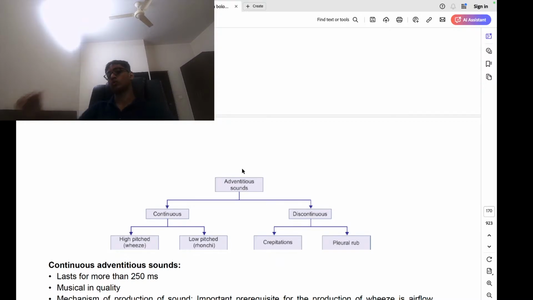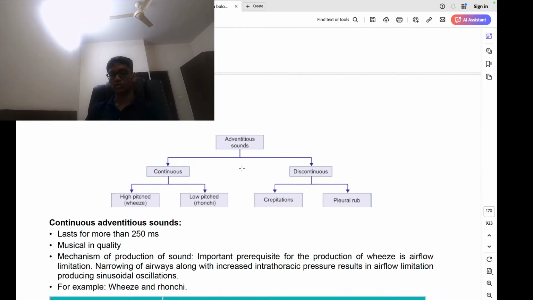Adventitious sounds you have two types: continuous and discontinuous. Continuous, high pitched: wheeze. Continuous, low pitched: rhonchi. Discontinuous: crepitations and pleural rub.